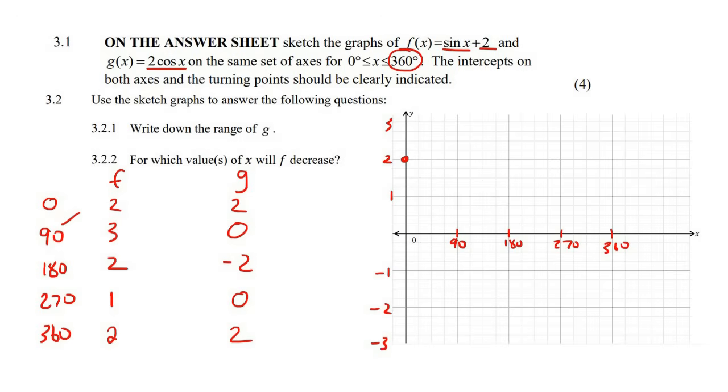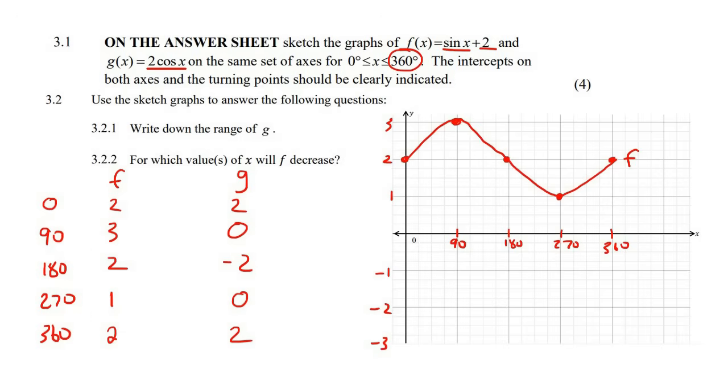Okay, then when x is 90, its y value is 3. When x is 180, its y value is 2. When x is 270, the y value is 1. And then when x is 360, the y value is 2. There we go. Draw the curve. Okay, so that would be the graph of f.